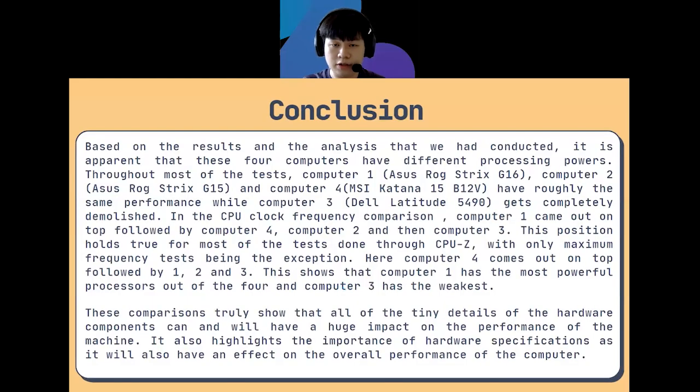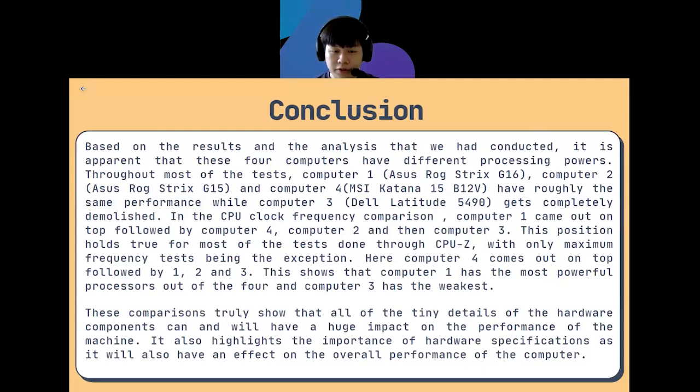So right now, I'm going to continue with the conclusion. Based on the results and the analysis we have conducted, it is apparent that these four computers have different processing power. For the MOS test, computer 1, which is ASUS ROG Strix G60, computer 2, ASUS ROG Strix G50, and computer 4, MSI Katana 50B12V, have roughly the same performance, while computer 3, which is Dell Latitude 5490, gets completely demolished.